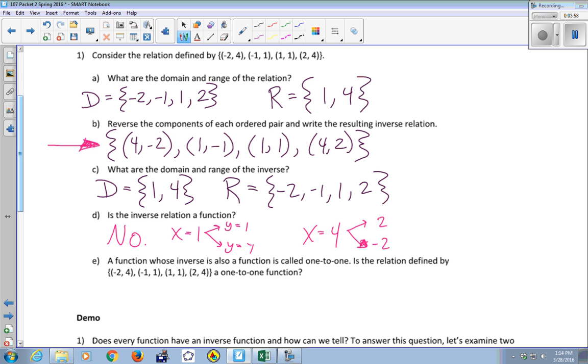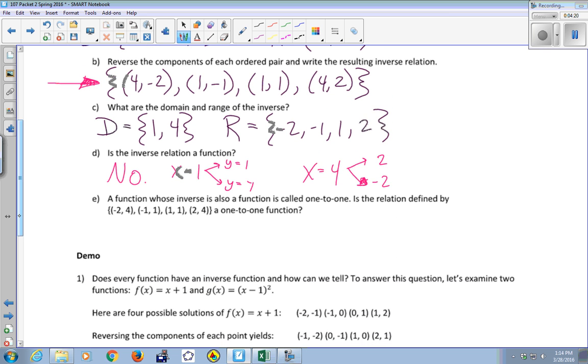The definition of a function is that each x value can be paired with only one y value. So if you have more than one y value associated with an x, it's not a function. And it only has to fail one time, right? And it's no longer a function. You just have to find one x value that has 2 y values, not a function.